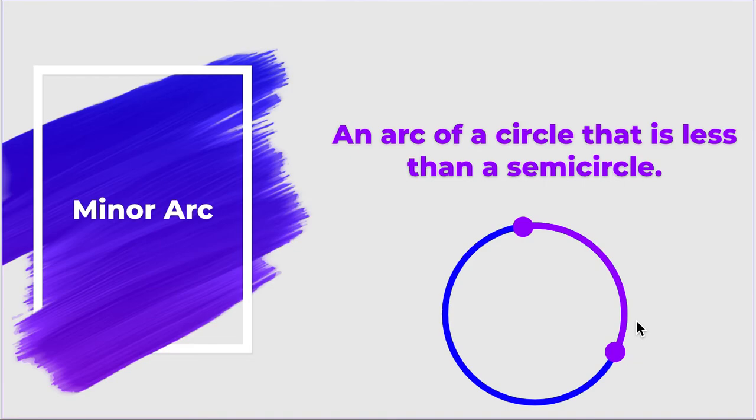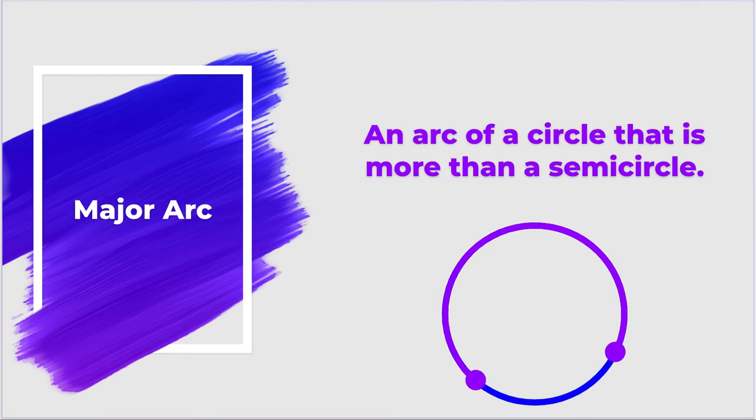You probably can guess what the next term is going to be if this is a minor arc. The next term we're going to be defining is called a major arc, and the major arc of a circle is an arc that is more than a semicircle. So you'll see this purple arc I have on this example is a major arc. It is much more than half the circle, so it is considered a major arc. So write that down, draw a picture to go along with it.